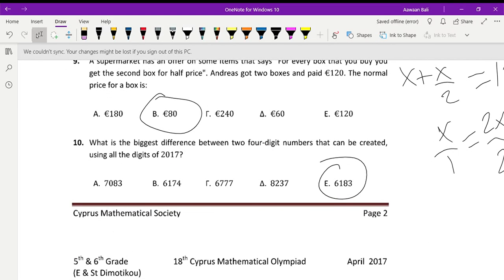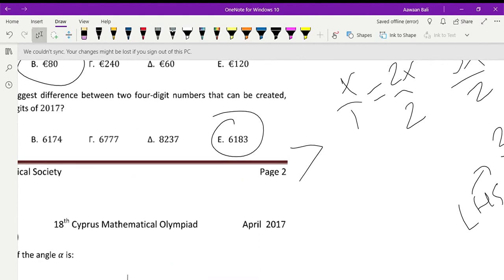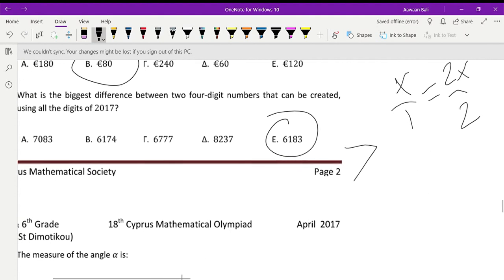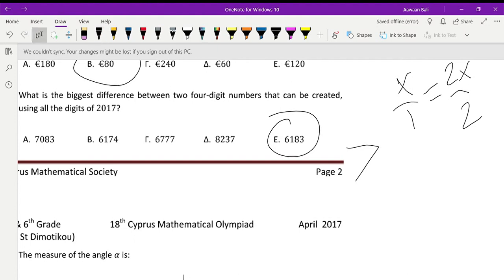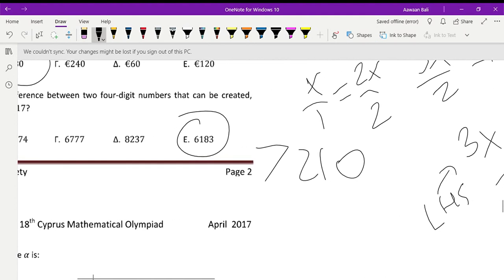So the answer is beta. Now, question number 10. What is the biggest difference between two 4-digit numbers that can be created using all the digits of 2017? Now you may think this is easy. For the bigger number, you just put the biggest digit first and the smallest digit at the end. So the largest digit 7 is first, then we have 2, 1, 0. Basically, it's like that. It's the biggest, right?